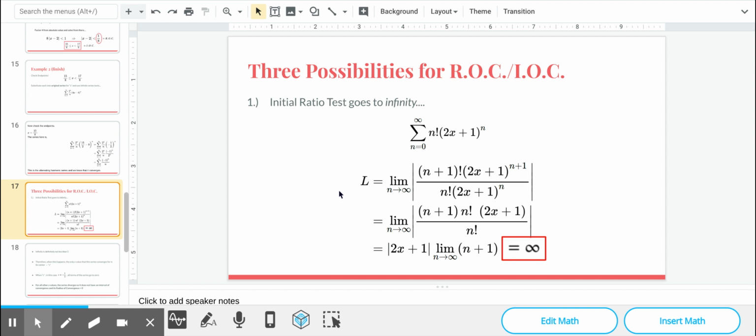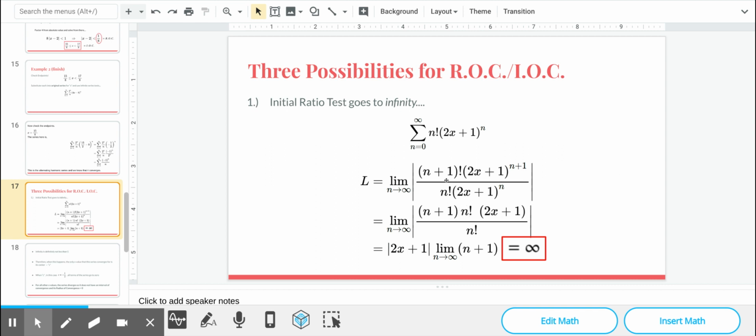I'm going to talk about how you can interpret that when it happens, and what your answer should look like when that happens. Okay, so first thing is, what happens when the initial ratio test goes to infinity? So I don't get a number, or the absolute value is not even there anymore because the ratio test goes to infinity. Let's talk about that one a little bit. Here's an example. I've got the power series n factorial (2x + 1)^n. Same first step, set up your ratio test. Okay, so this is what the ratio test setup would look like for this power series. I would do as much simplification as I possibly can with this.